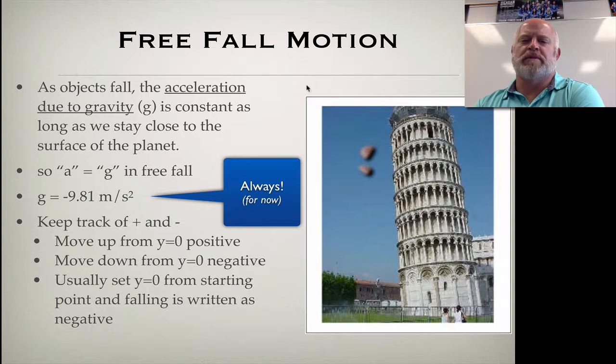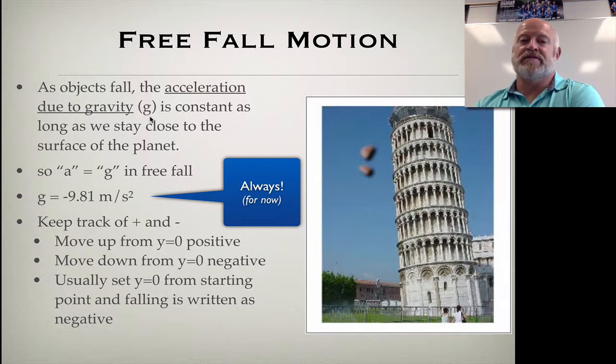So first thing we want to talk about is this idea that as an object falls, it does so because of the acceleration due to gravity. We label the acceleration due to gravity as little g. Little g is not gravity itself. Little g is not a force. It's the acceleration that results from gravitational pull on objects.